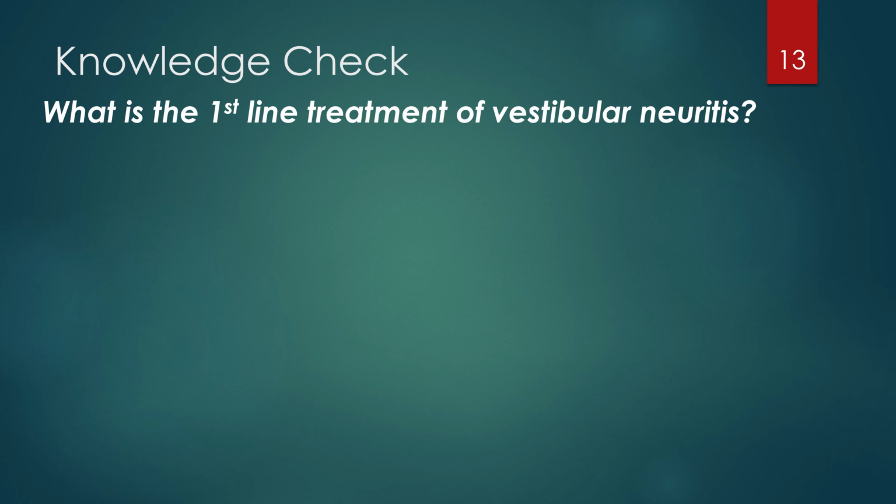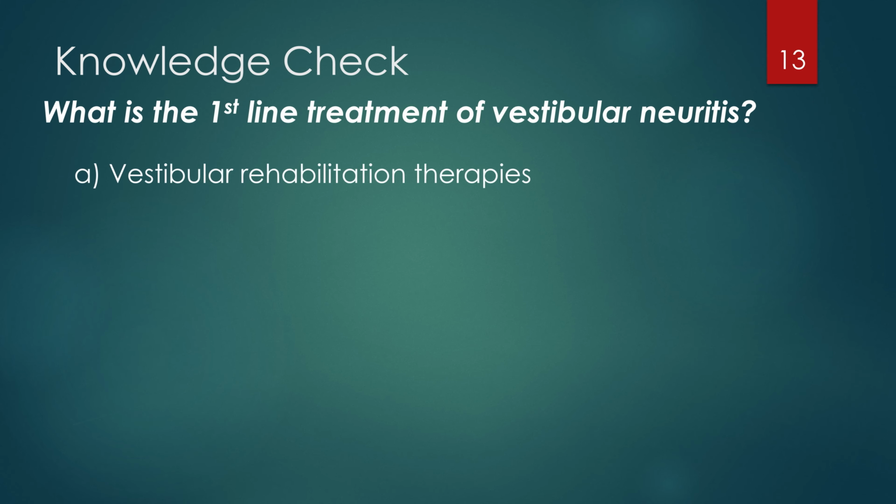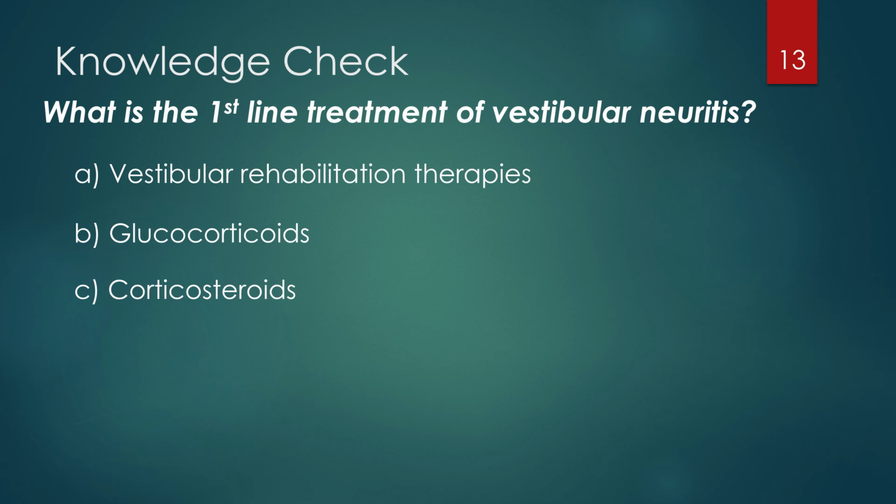Surprise again! Knowledge check number 2. Don't worry, it's the last one. All right. What best represents first-line treatment of vestibular neuritis? A, vestibular rehabilitation therapies. B, glucocorticoids. C, corticosteroids. Or D, antiemetics. This one's a little bit harder, I think.